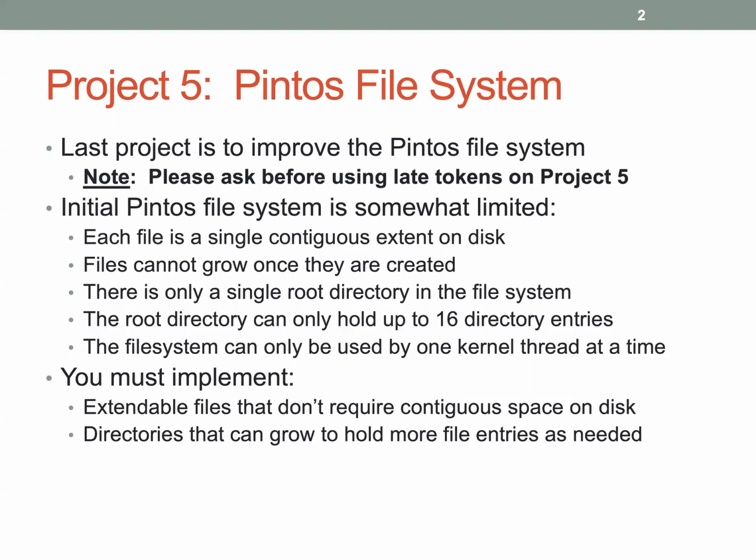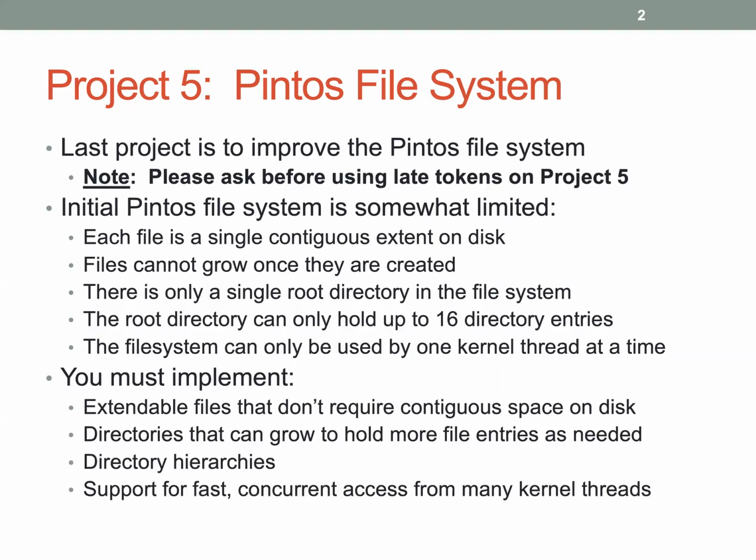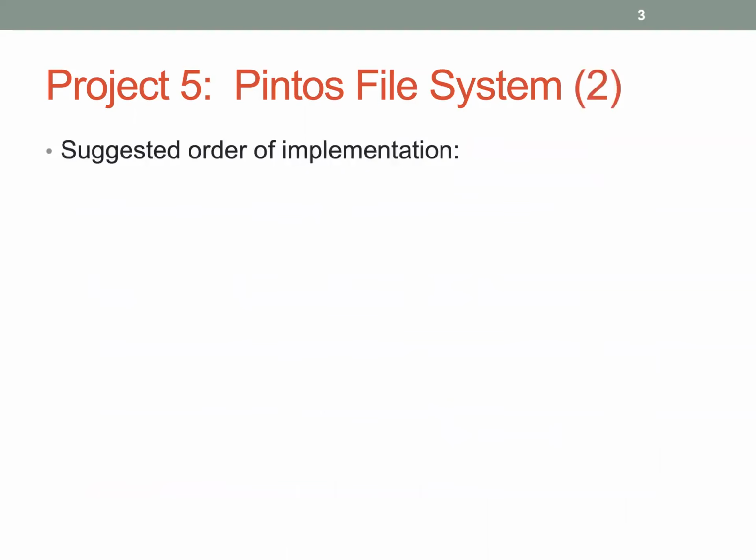Directories that can grow to hold more file entries as needed, directory hierarchies, and then fast concurrent access from many kernel threads. And the primary means by which we achieve the fast concurrent access is through the introduction of a file system cache that supports read-write locking, so that readers can proceed concurrently, and then writers will block everyone else when necessary. So that's the idea there.